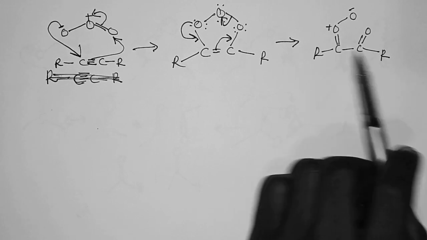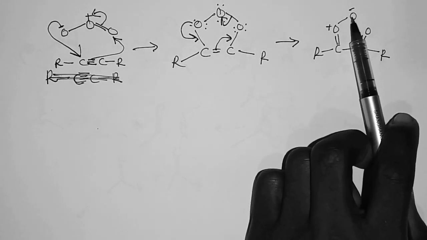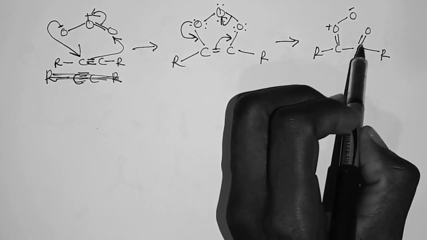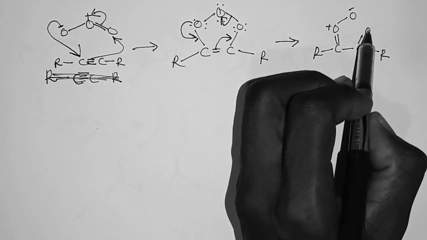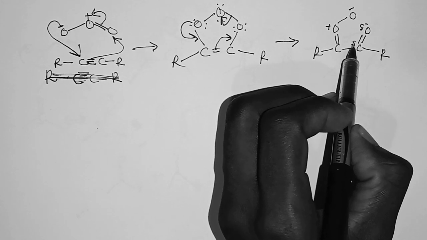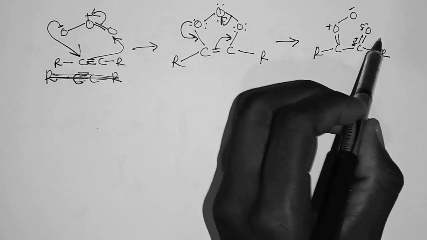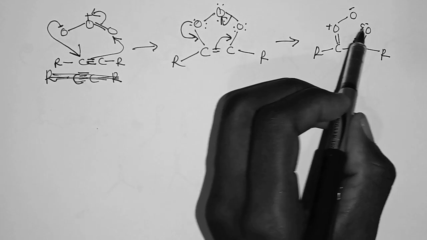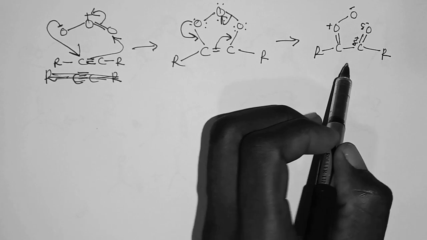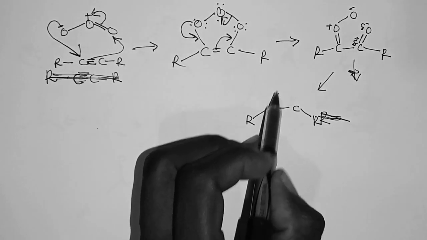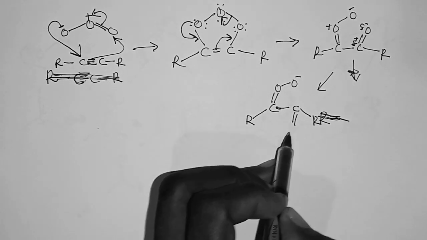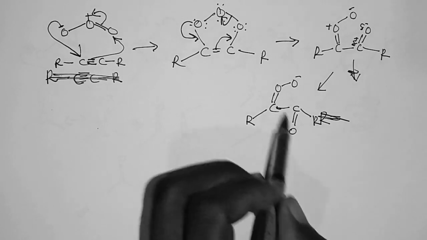When we consider this intermediate, this is a negative formal charge. And in this carbonyl center, oxygen is more electronegative than this carbon, so it will pull the electrons towards itself, giving it a partial negative charge and here a partial positive charge. So there will be repulsion between this oxygen and oxygen, causing the molecule to rearrange itself. So this is how the rearrangement is going to be.